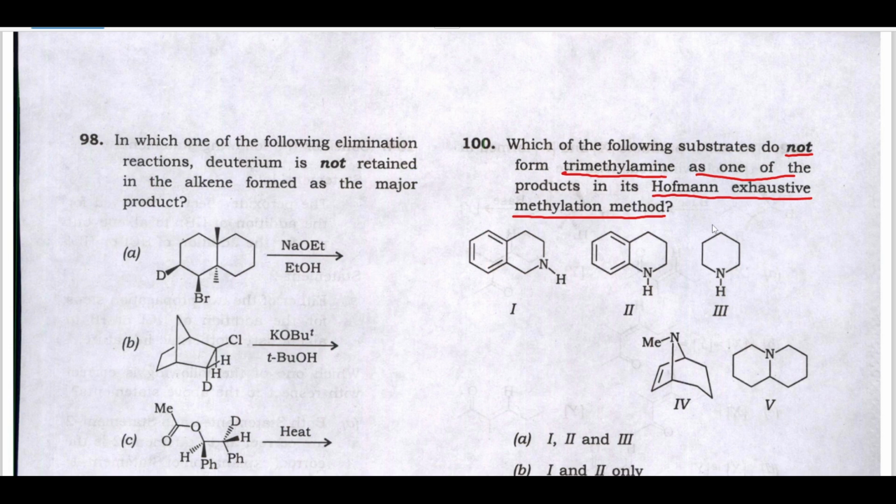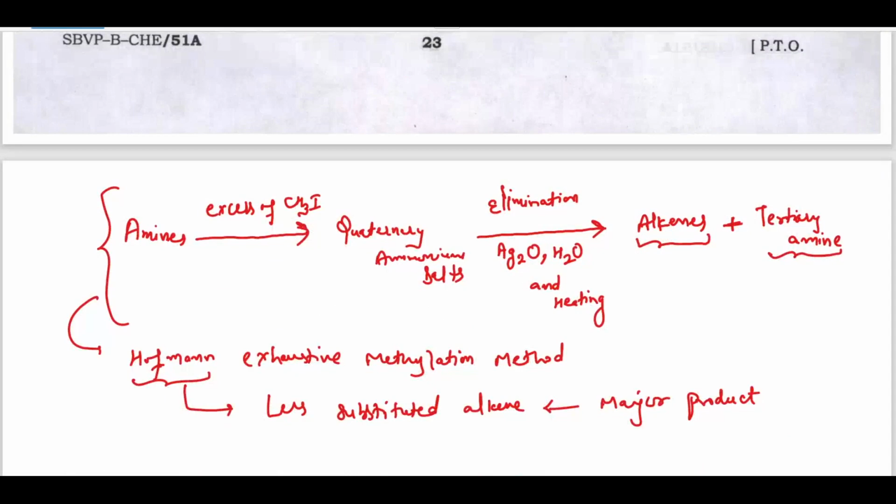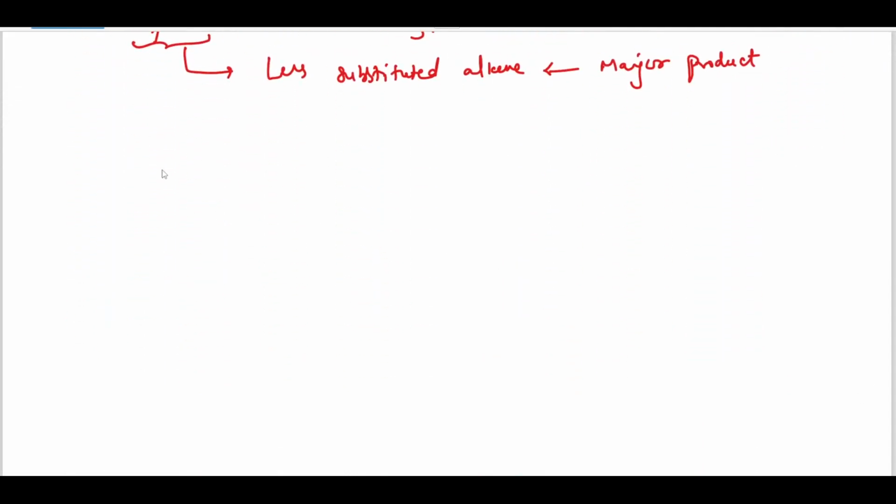So let's discuss. We will understand Hofmann exhaustive methylation using the easiest precursor, that is piperidine. Clear? So first of all, we will draw these structures.